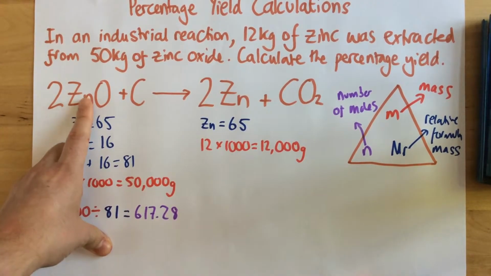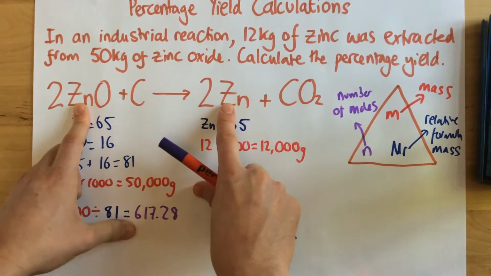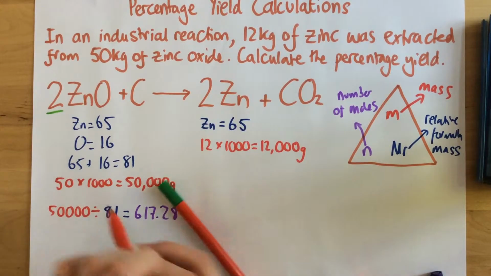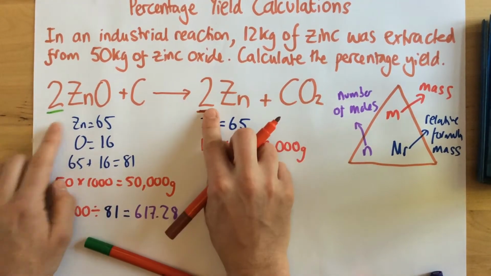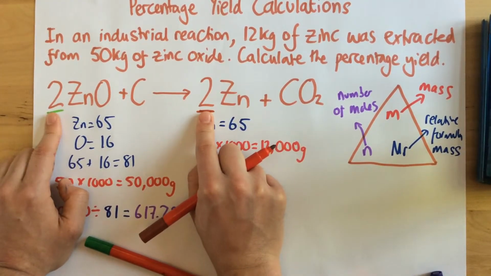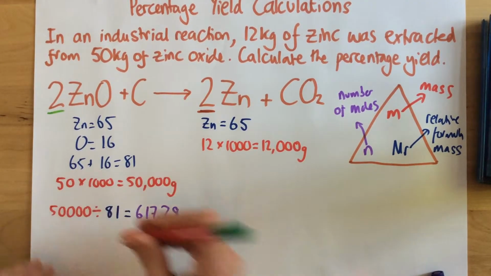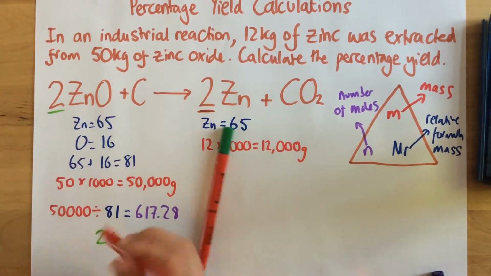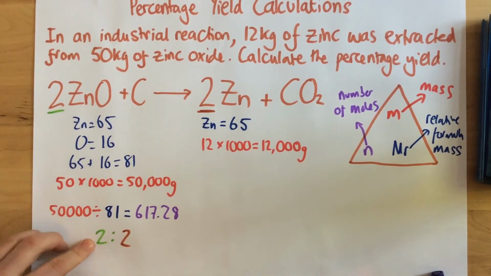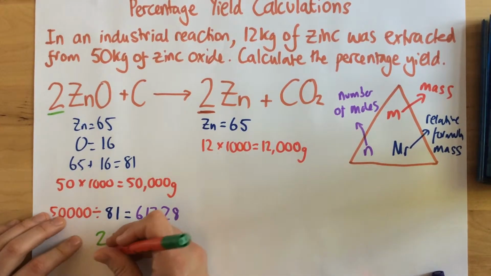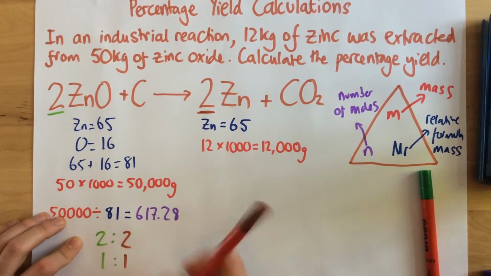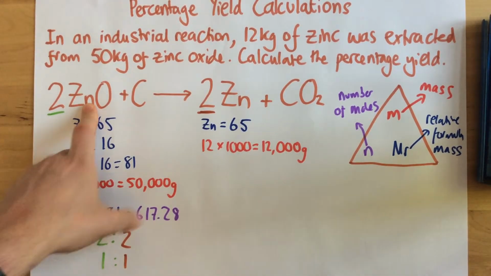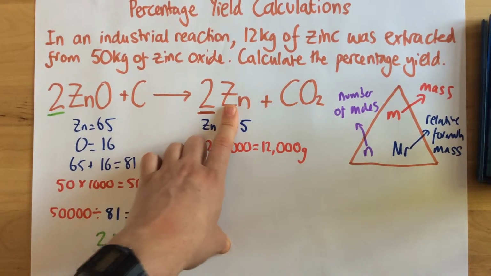Now, if I know the number of moles of this, I can figure out the number of moles of this by looking at this thing called the molar ratio. How many molecules of this react in order to make how many molecules of this? So I can see by looking at my symbol equation, I have a ratio that shows that for every 2 molecules of zinc oxide, 2 molecules of zinc are produced. Now, a simplified way of writing that ratio is just 1 to 1. What that means is if I have 1 molecule of this, it will form 1 atom of this.